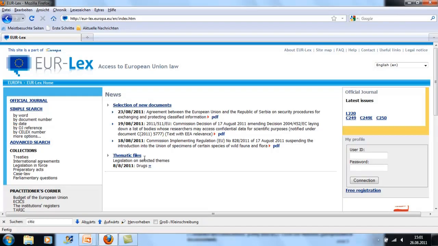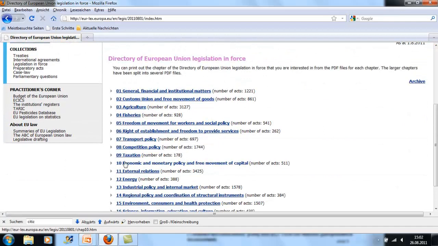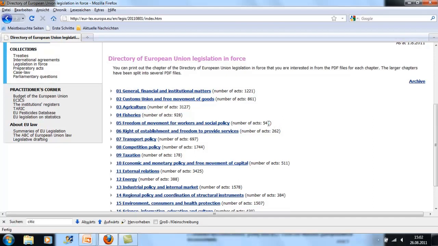Here you can find the TFEU, including the fundamental freedoms, which you have seen before. But in order to find out if there is such a special provision, click on Legislation in Force. Then click on the Directory button. This analytical structure of the Directory of European Union legislation includes 20 chapters with divisions into further subsections as necessary. In brackets, you can see how many documents are contained in those chapters and subsections.